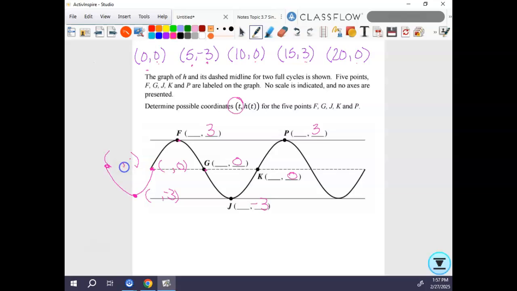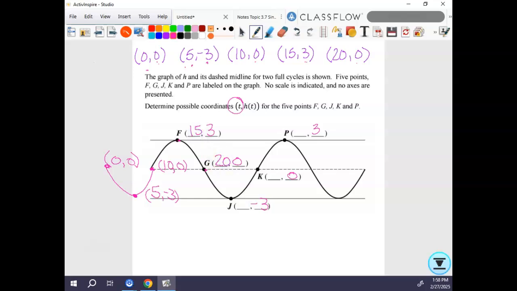And then this, I know, would be at 0 again. Would 0, 0 make sense here? If I make this 0, 0, my next X value is 5, so that's 5, -3. Then I would have 10, 0. Then I would have 15, 3. And then I would have 20, 0.